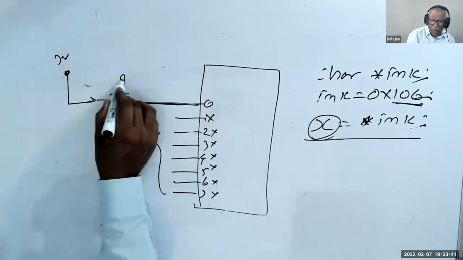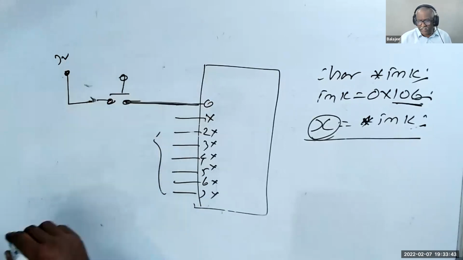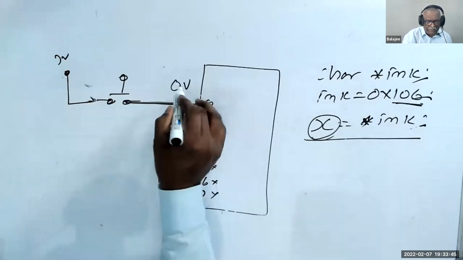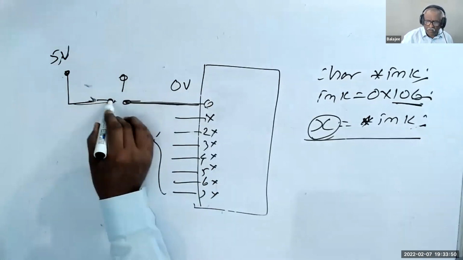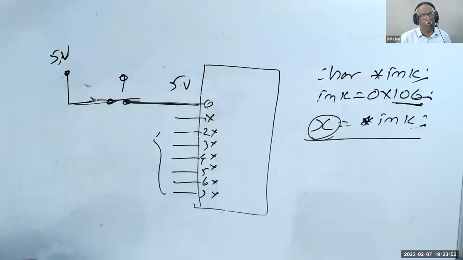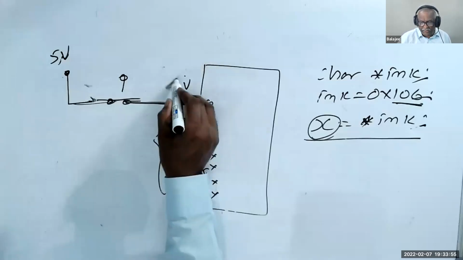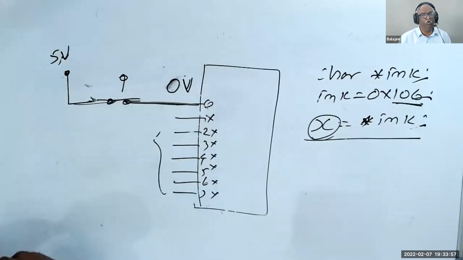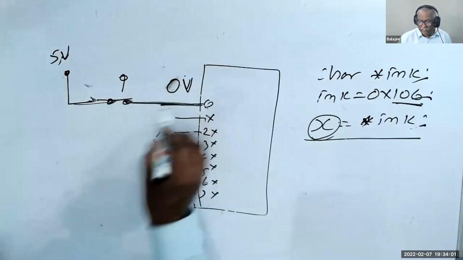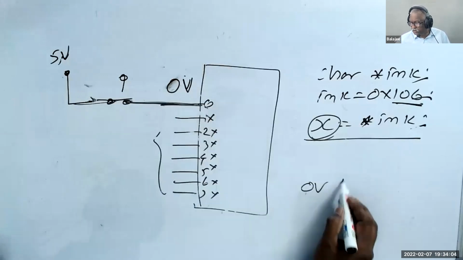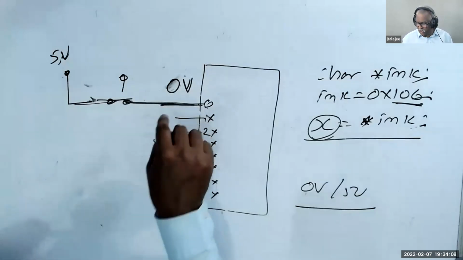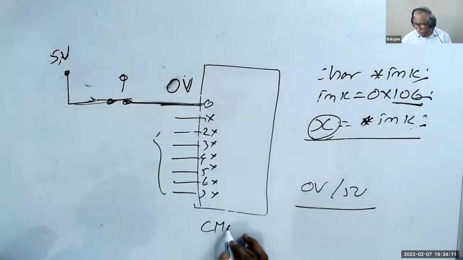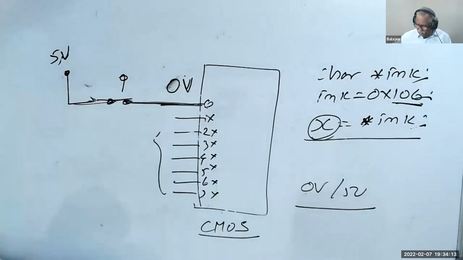A switch. When a switch is not pressed, I read 0 volt. When the switch is pressed, the 5 volt comes here. Am I right? But that is not true. Don't do this mistake when you connect a switch. When you leave a wire in CMOS, that can be 0 volt or 5 volt. It is not guaranteed. You should never leave a pin open in CMOS devices or MOSFET devices.